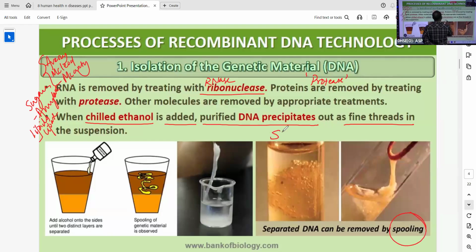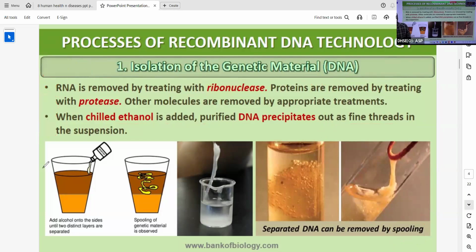Remember the term spooling. It is the easiest and most convenient method, without many complications. Okay, simply add chilled ethanol, and the DNA settles and condenses into thread-like structures. You can gently take them out using a glass rod or any kind of spatula. Understood? So now we have isolated the DNA from the cell.